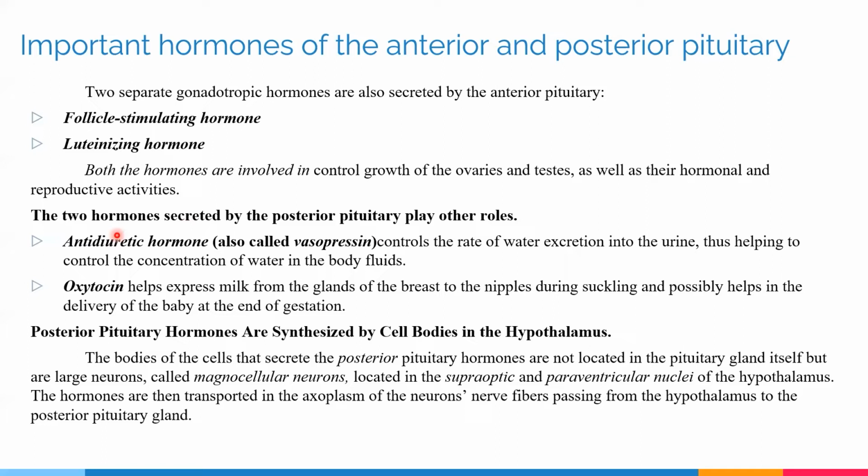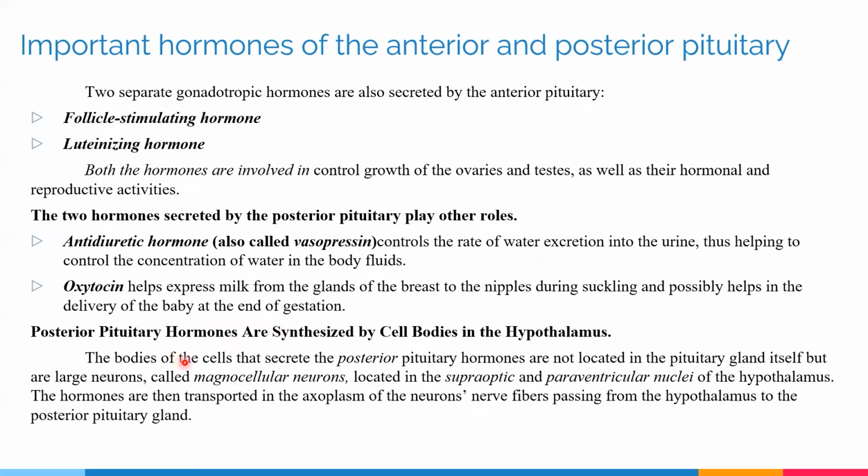Next, we'll look into the two hormones that are secreted by the posterior pituitary. These include the antidiuretic hormone, which is also known as vasopressin, which is something that we have already encountered before during the lecture on the renal system. The antidiuretic hormone controls the rate of water excretion into the urine, thus helping to control the concentration of water in the body fluids. Next is oxytocin, which helps express milk from the glands of the breast to the nipples during suckling and possibly helps in the delivery of the baby at the end of gestation.